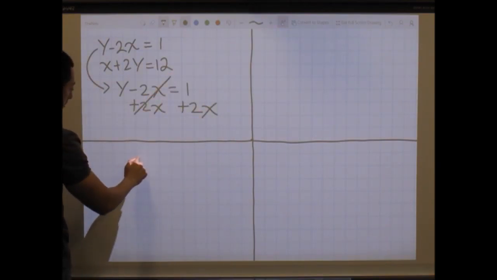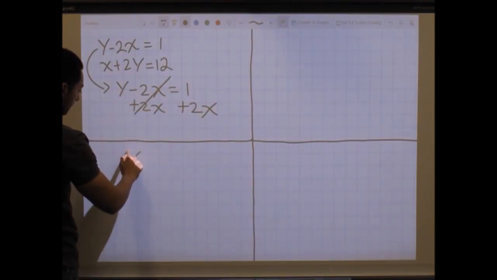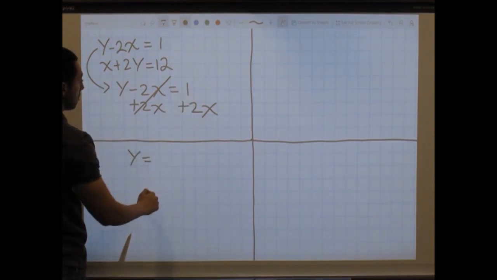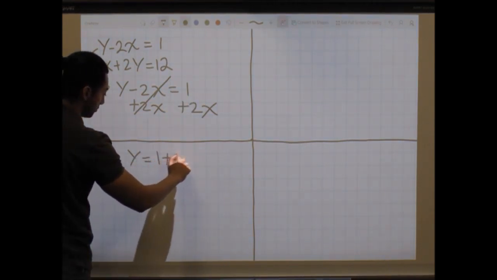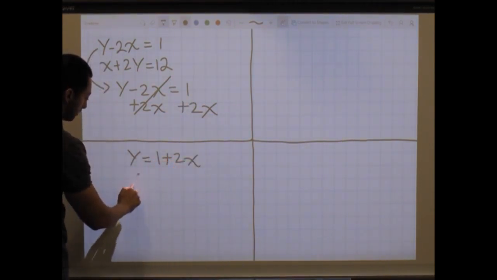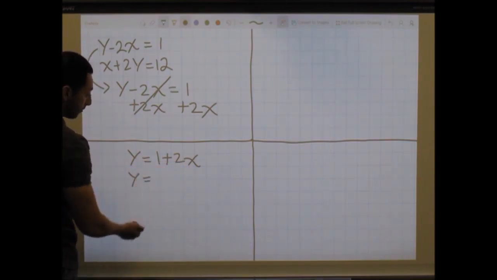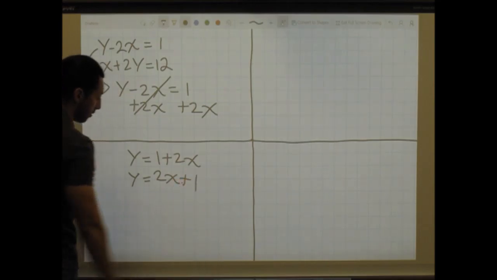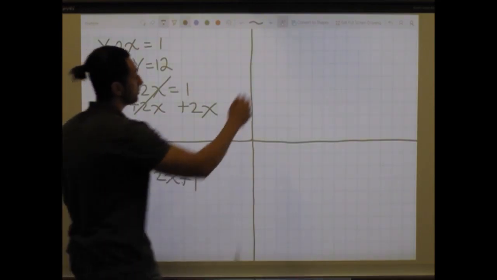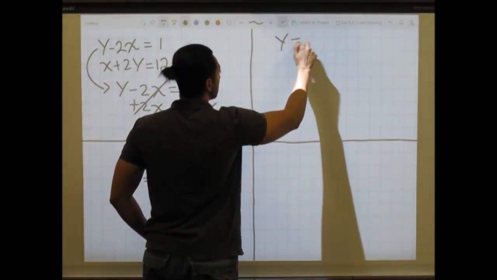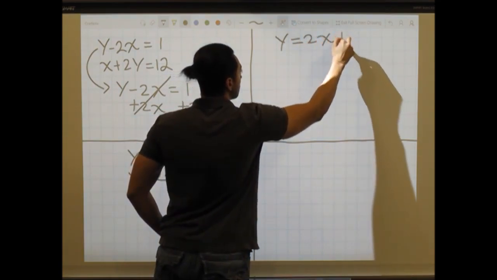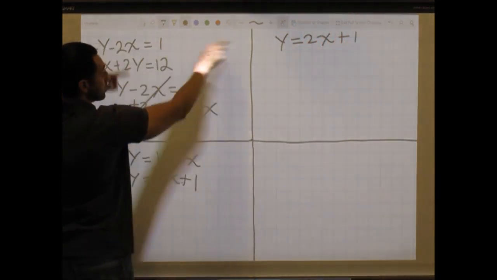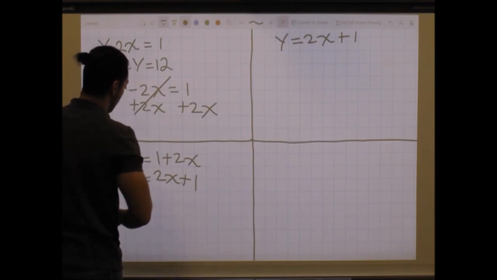These would cancel, then you would just get that y is equal to 1 plus 2x. And if you want it with the slope written first, you could just write y equals 2x plus 1. So this is what the first equation looks like in slope-intercept form.